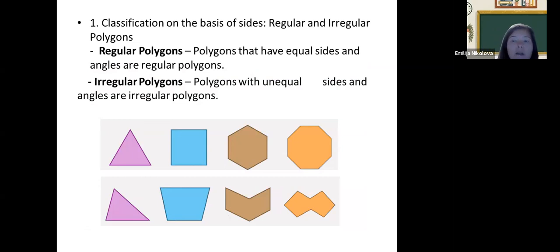So we have regular polygons. Regular polygons are those that have equal sides and angles. So when the polygon has equal sides and angles, it is called a regular polygon. The first picture shows all regular polygons. All of them have equal sides and equal angles. Irregular polygons have unequal sides. Their sides have different measurements and the angles are different. So this angle, for example, and this angle are different. This one is more noticeable. We have that this angle and this here are different. So these are irregular polygons.